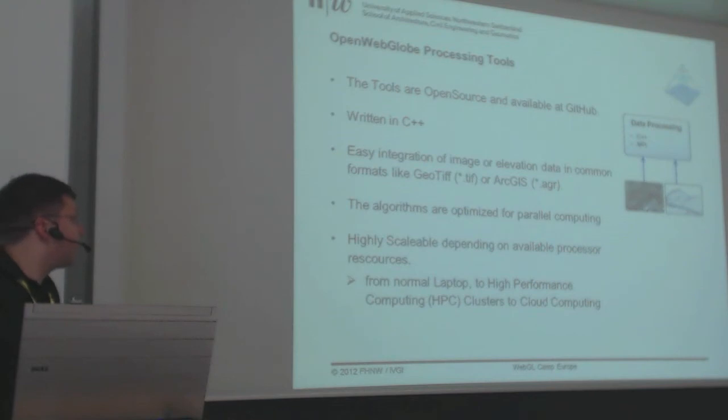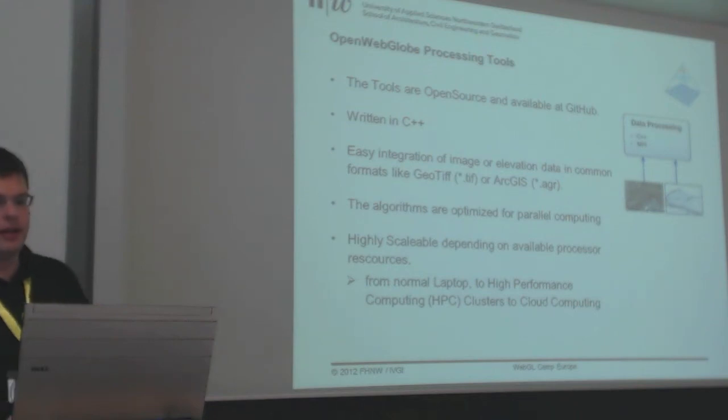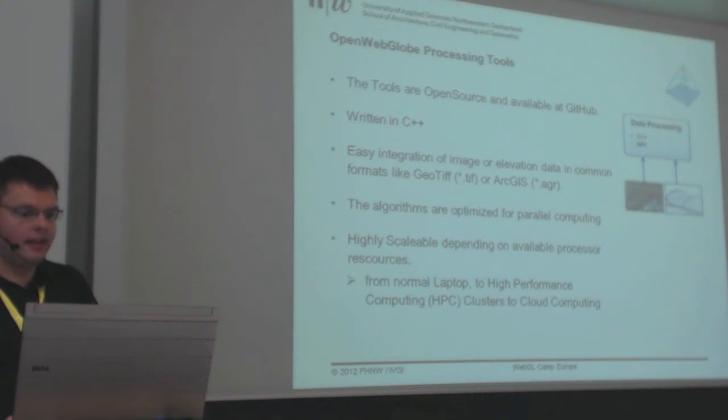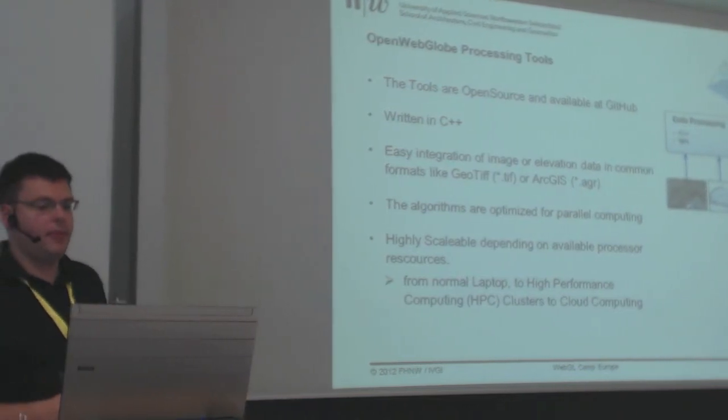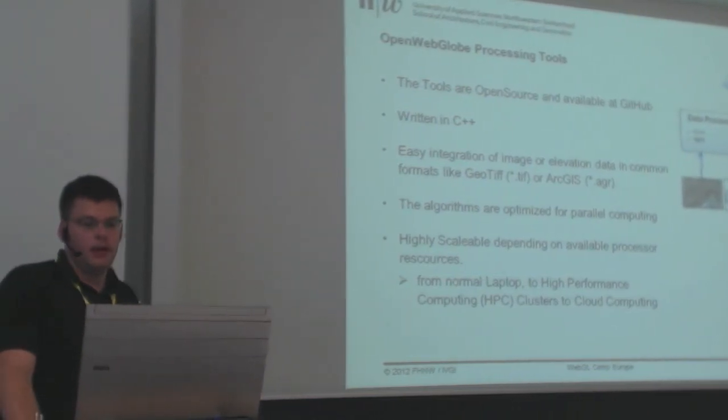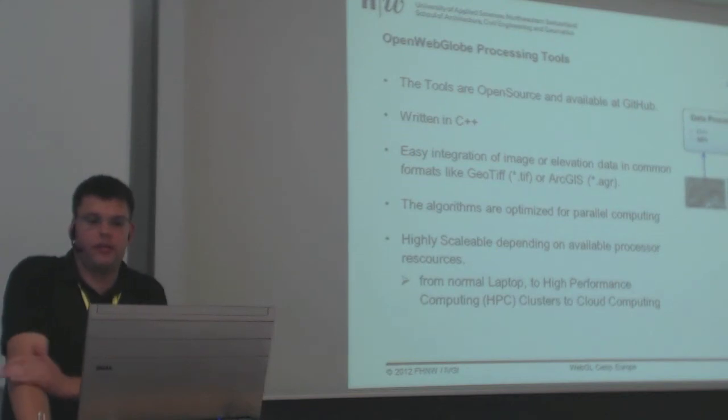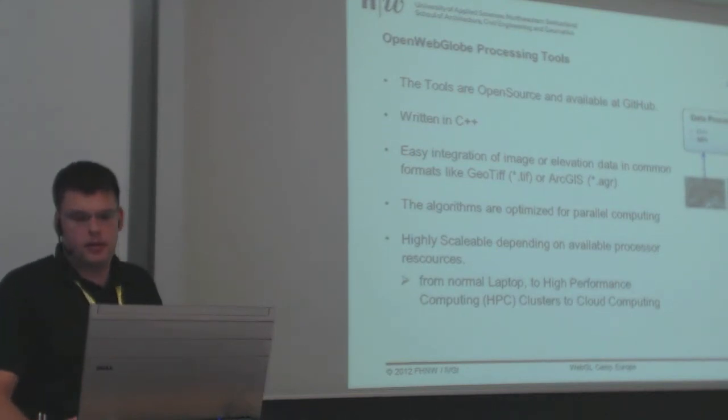Okay, the processing tools, I already said this, are open source and available at GitHub. They are written in C++. We support different geo formats like TIFF or ArcGIS. All algorithms are optimized, and they are scalable. So that means you can run the pre-processing part on your own laptop, on a computing cluster, or anywhere in the cloud.